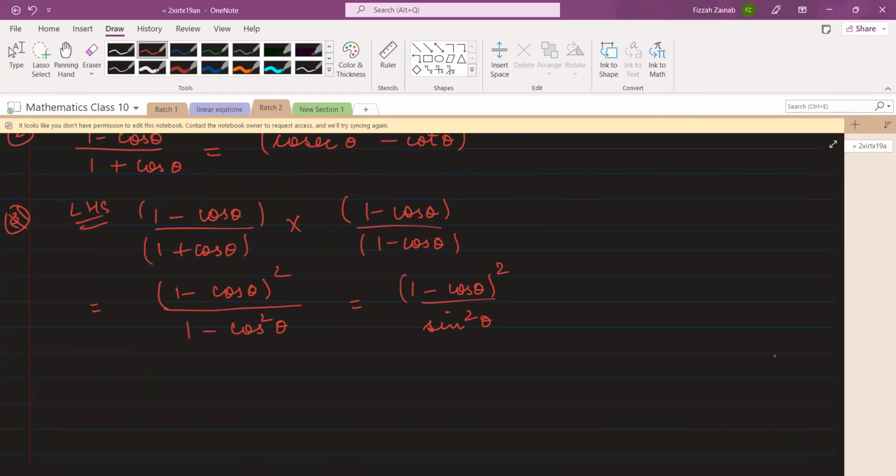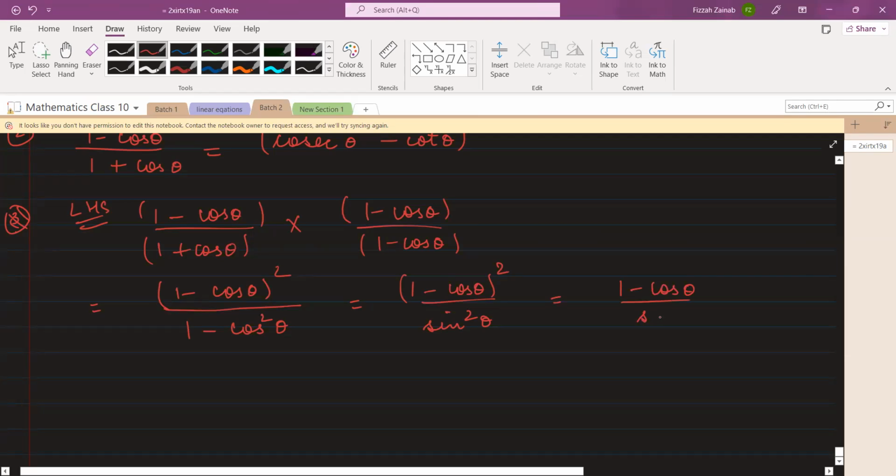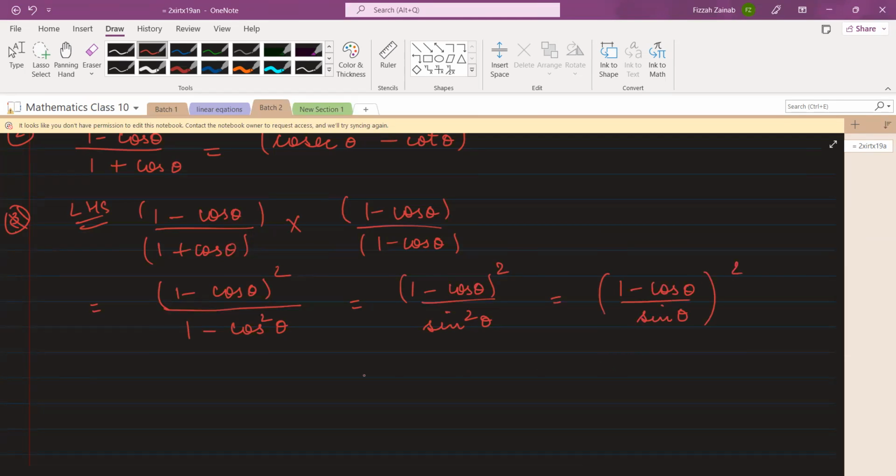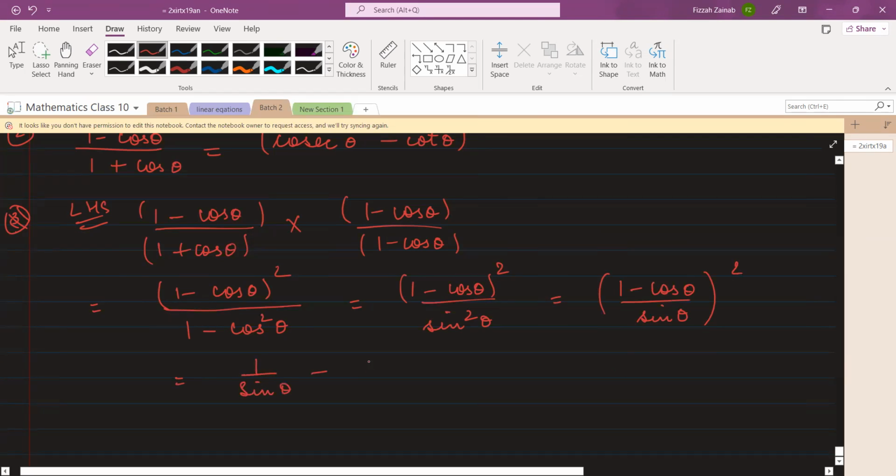Yes. Okay. So you need the answer in cosec and cot. That means you can write it like this, divided by sine theta, and then whole square you can write it, right? And now if you split it, 1 upon sine theta minus cos theta by sine theta whole square. So 1 by sine theta is cosec theta minus cot theta whole square.